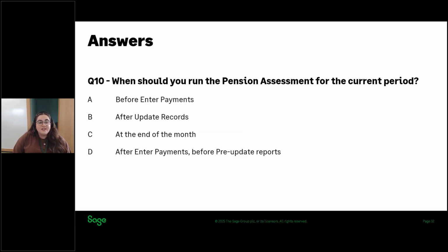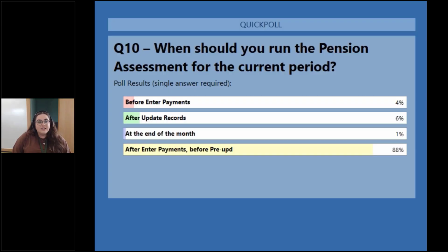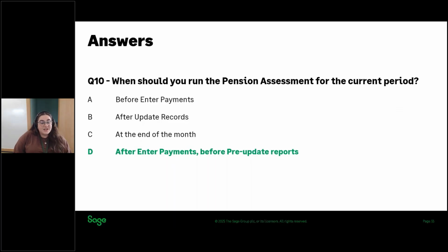Moving on to question number 10. This was, when should you run the pension assessment for the current period? Let's see what you thought. An overwhelming majority, 88% of you, said after enter payments but before the pre-update reports. Let's see if you got that correct. And yes, the correct answer was option D, so after enter payments before the pre-update reports.